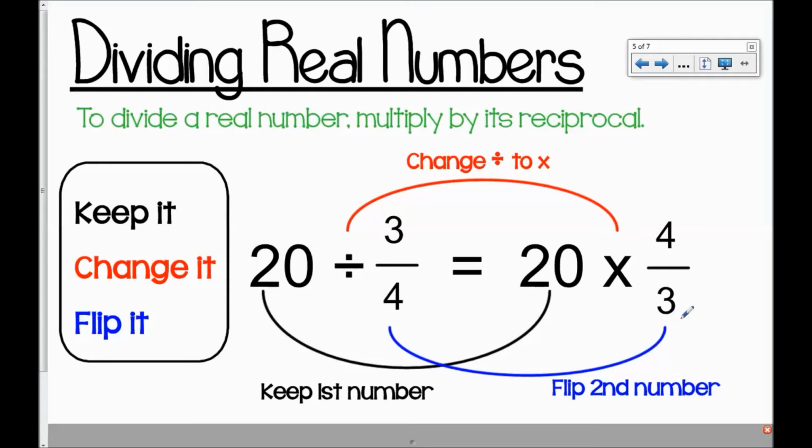Now, the only thing that can be kind of tricky with this is if that would have been 20 divided by 1 3/4, you would have to change 1 3/4, if you'll remember, to an improper fraction, which would be 7 over 4. So then over here, it would be 4 over 7. That's the only kind of catch with it.